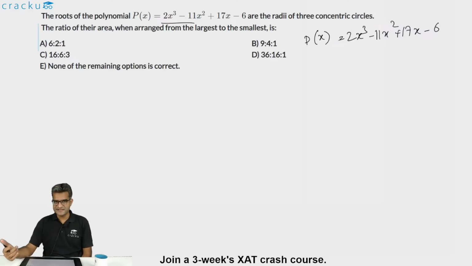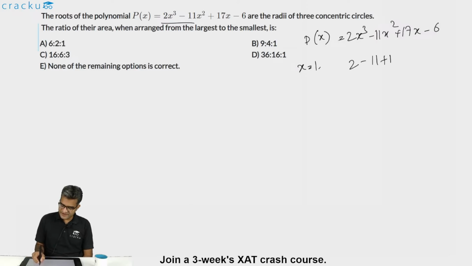So try for x is equal to 1, then try for x is equal to minus 1, then try for x is equal to 2, and try for x is equal to minus 2. In nearly most of the cases, you will be able to get one root. In this particular case, for example, if you are putting x is equal to 1, this will be 2 minus 11 plus 17 minus 6, which is not equal to 0.